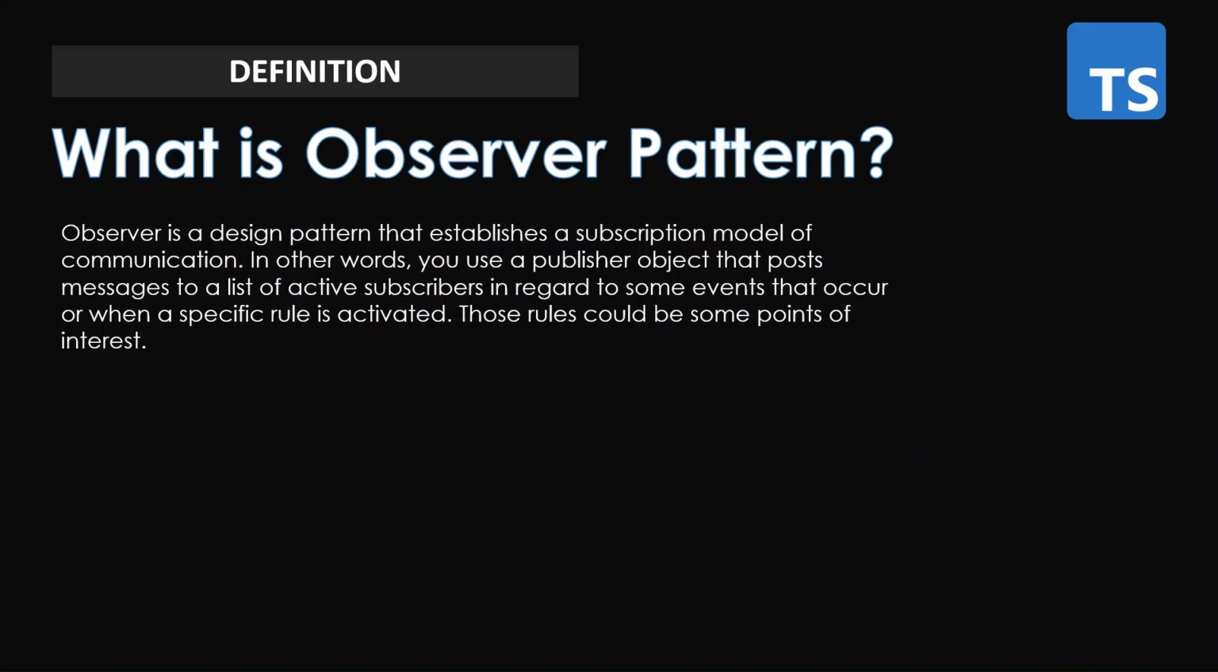So this is the observer pattern. Observer is a design pattern that establishes a subscription model of communication. In other words, you use a publisher object that posts messages to a list of active subscribers in regard to some events that occur or when a specific rule is activated. Those rules could be some points of interest. So let me explain. Let's say you want to send notifications after a user has registered, or some part of your application needs to get an update from a different part of an application. So this way you will establish a one-to-many communication model between the publisher and the subscriber list.